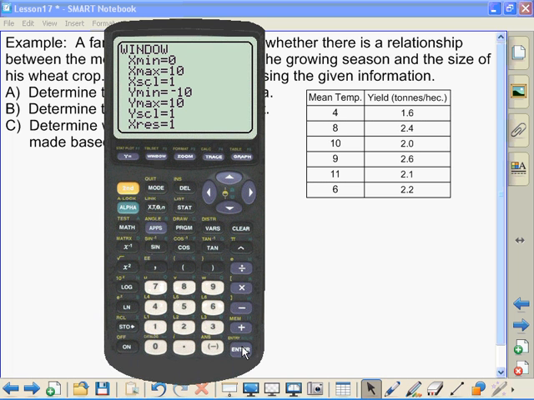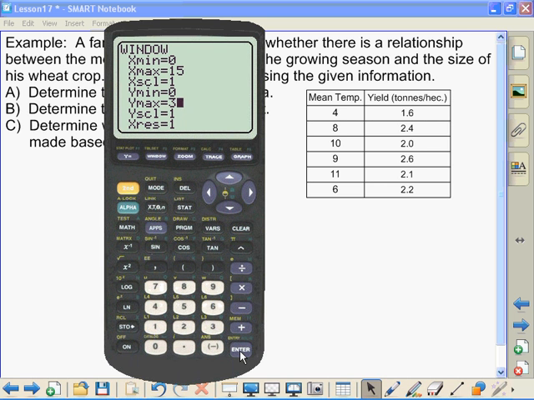And then my max, if I look at it, it goes up to 11. So I'm going to go up to 15. I'm going to pick something a little bit bigger. My yield goes from 0, and the largest yield there is 2.6. So I'm just going to go up to 3.